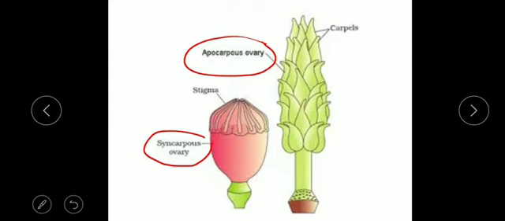Just remember that when there is one carpel, the condition is called monocarpellary. When there is only one carpel, there is no arrangement like free or fused, because it is only one. The question of fusion or freeness arises only when there are many carpels. So when there are two or more carpels, the carpels may be fused or may be freely present, and according to this the names apocarpous and syncarpous have been given.